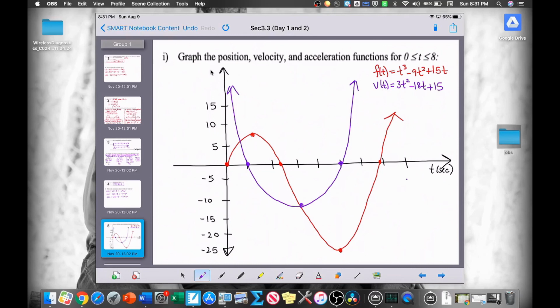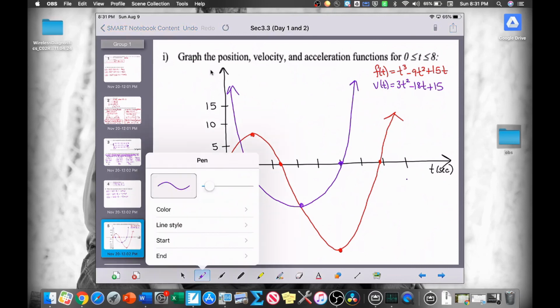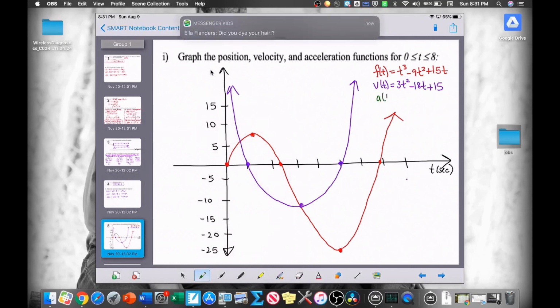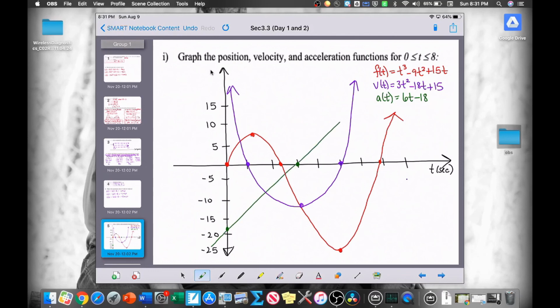And then finally, we have our acceleration, and we know that our acceleration is a linear function, or a y equals mx plus b equation. A of t is equal to 6t minus 18. So y-intercept of negative 18, and it has an x-intercept at 3 right here. So our acceleration function looks something like that. All right, so we've successfully graphed our position, velocity, and acceleration functions on the same graph.